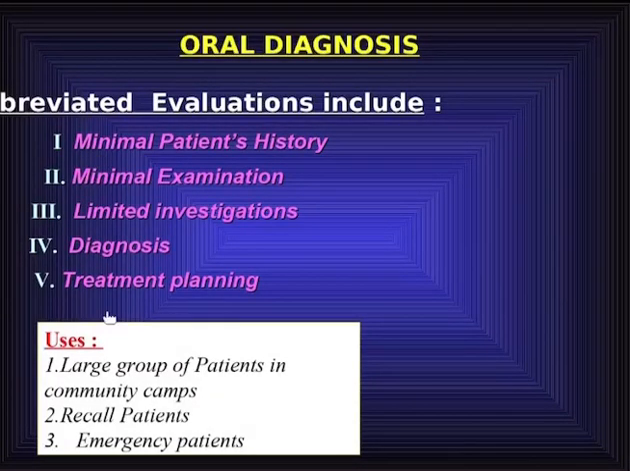Why? Because these types of evaluations are used in emergency patients or recall patients or large groups of patients in community camps. Suppose you go to some mall or some small village to conduct a dental community camp. There you might have maybe thousands or hundreds of patients waiting. In those circumstances, you cannot take a comprehensive dental evaluation. So you will follow the abbreviated evaluation, which includes everything in minimal, like the most important thing that you're going to take information about from the patient. So that is about comprehensive and abbreviated evaluations.